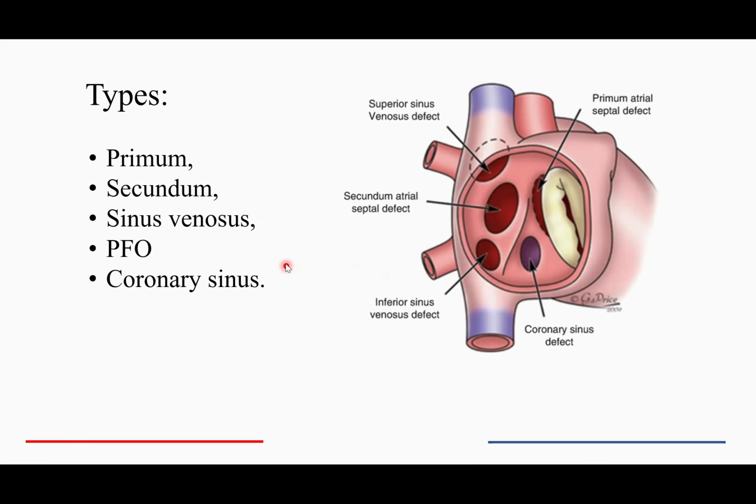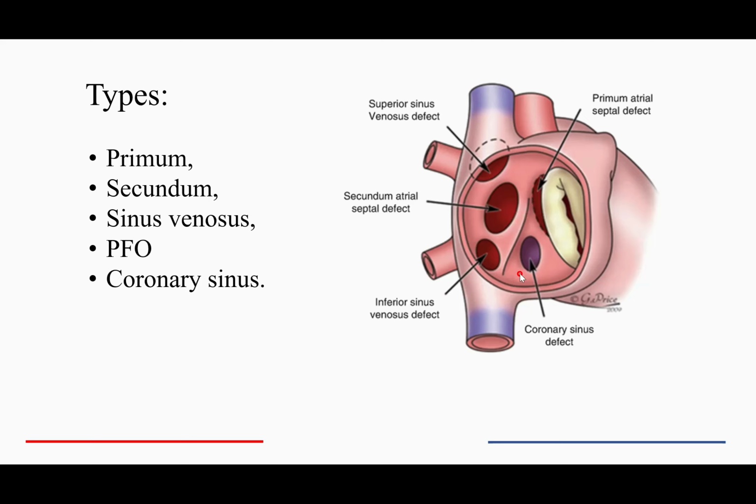To talk about ASD, atrial septal defect, the types are, in this view we are looking at the interatrial septum from the right side, from the right atrial side. So the ASD primum is related to the tricuspid valve, with no tissue between it and the tricuspid valve. The ASD secundum has rims all around it. Sinus venosus is related to the superior vena cava or the inferior vena cava, then the PFO, and the coronary sinus defect.